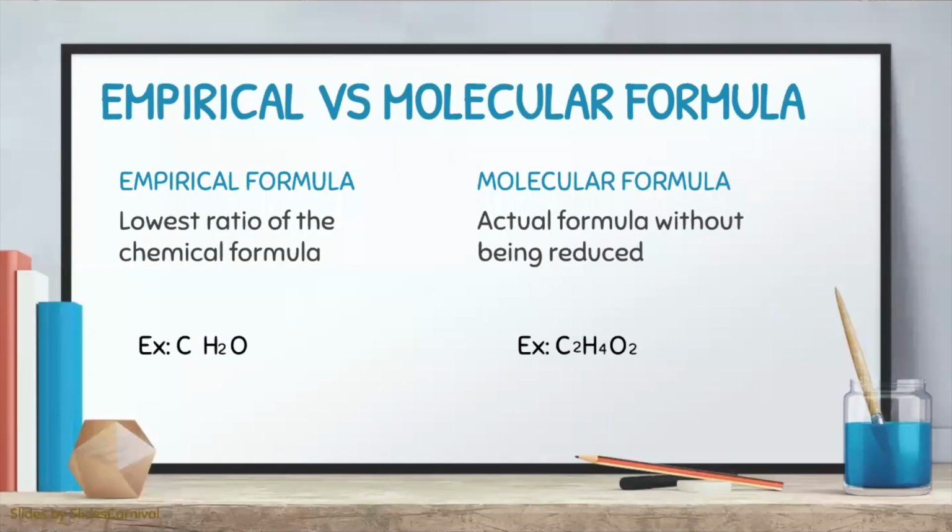So here's the difference in empirical and molecular formula. Basically, empirical formula is like the lowest ratio of a chemical formula. Molecular formula is a variant of empirical formula, but is multiplied by some coefficient.